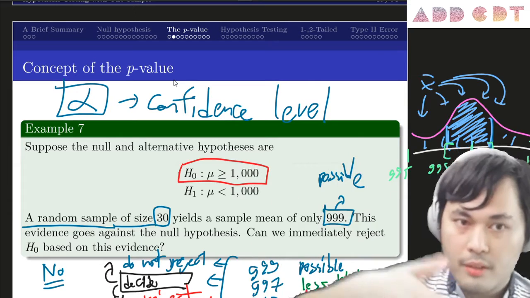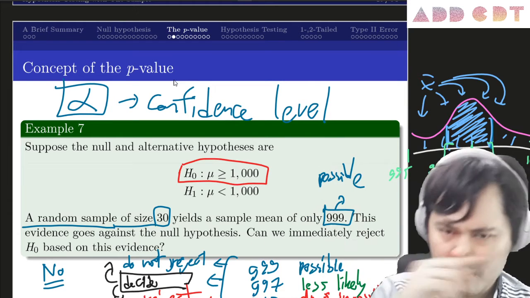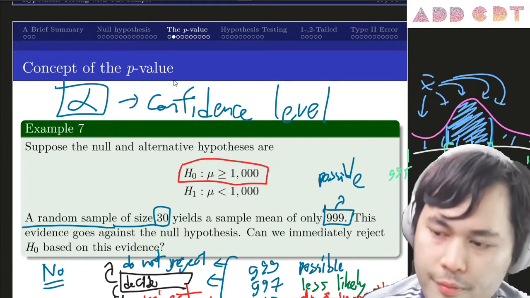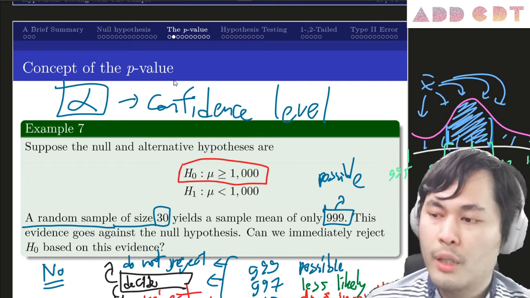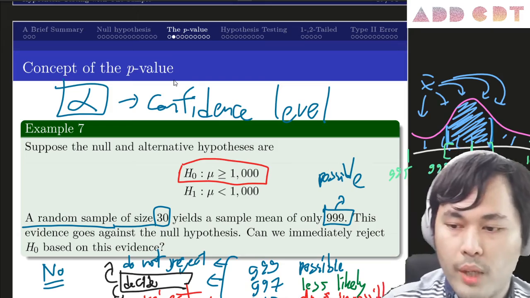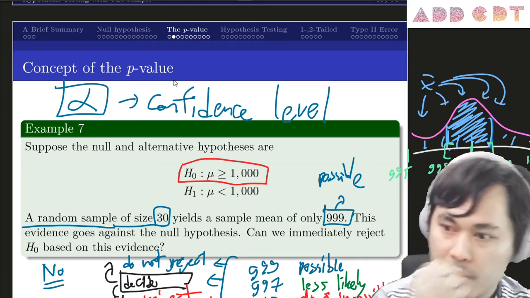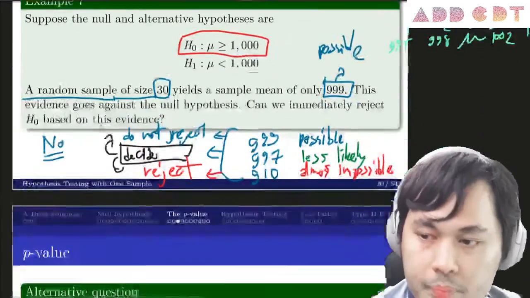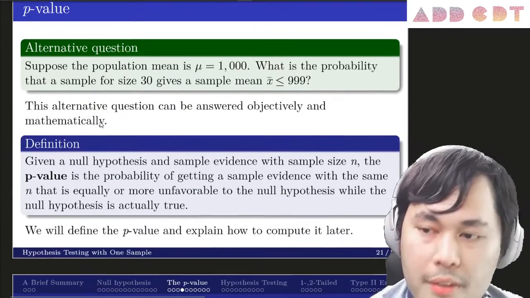Our previous question doesn't give us enough information. From that evidence itself, we cannot say for sure if we should reject or not. So we have to rephrase the question.